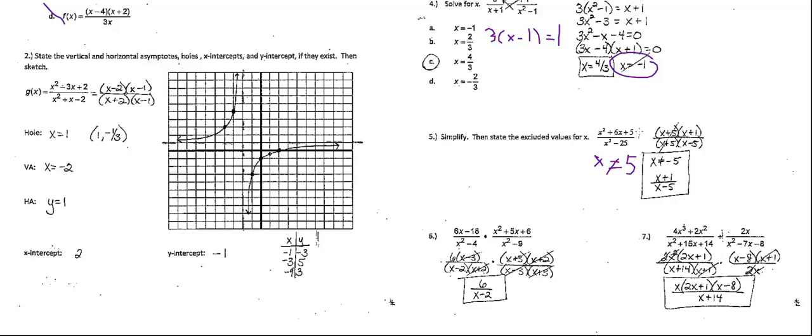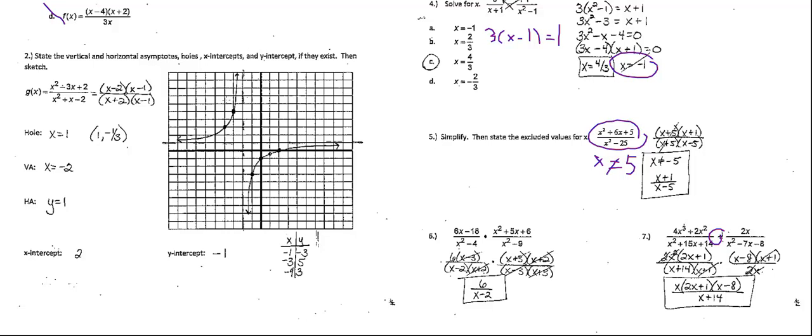So when you have a single fraction like this, or if you're multiplying like number 6, or dividing like number 7, then all you're going to end up doing really is factoring and canceling. 6 is just straight up factor and cancel. 7, because it's division, I have to keep, change, flip first, and then factor and cancel.